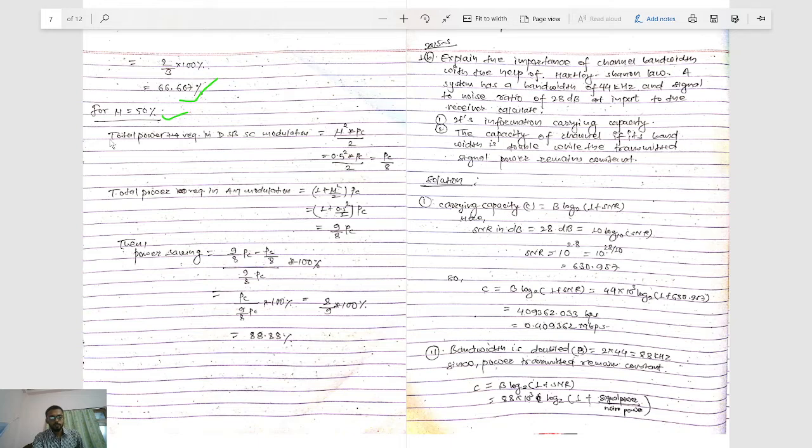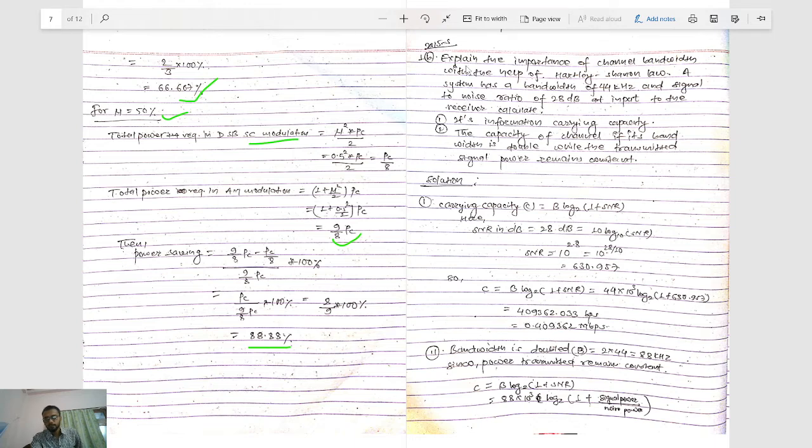And in the second case we have mu equal to 50%. So for 50%, first the total power required in DSB-SC modulation is mu square Pc upon 2, and now we'll substitute the value of mu as 0.5 here. On substituting, we'll get Pc upon 8. And the total power required in AM modulation is 1 plus mu square upon 2 into Pc, and again the value of mu is 0.5, so we'll get 9 upon 8 Pc. Power saving is calculated as 9 upon 8 Pc minus Pc upon 8, upon 9 by 8 Pc, into 100%. So on calculating we'll get 88.88%.